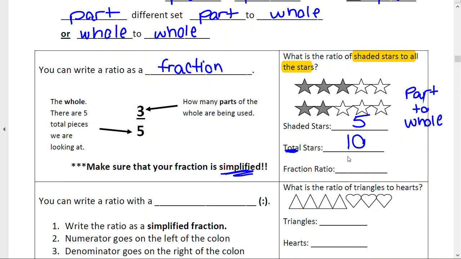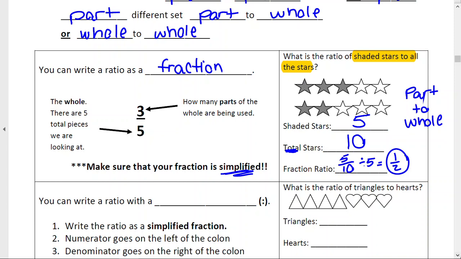And if I write this as a fraction, shaded stars would be 5 to the total stars, which is 10. And we always have to simplify. So these end in 5 and 0, so that means I can divide by 5. And I'm left with 1/2 as my ratio.